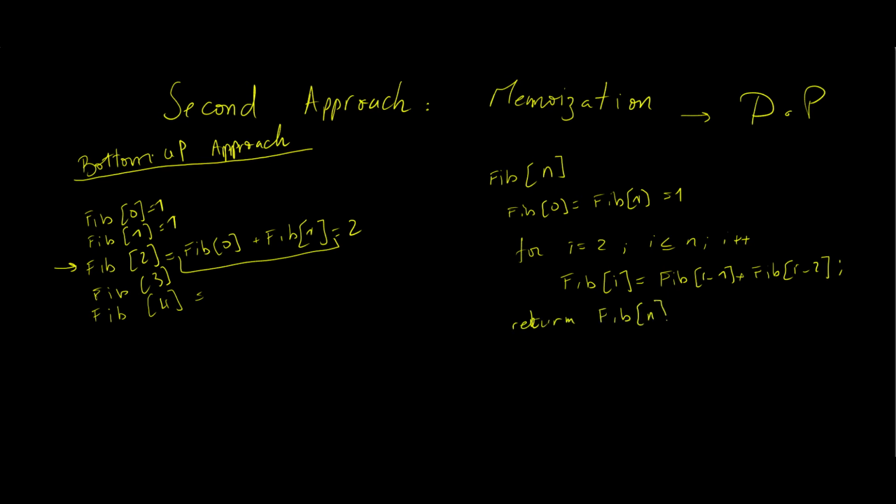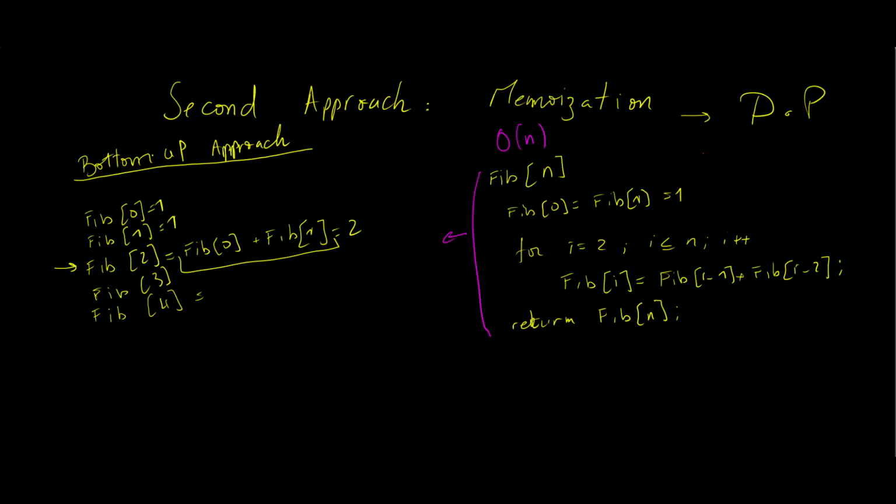fib of n. And as an aside, we can optimize this even further but only in terms of memory. So here the memory complexity of this is O of n, because we declare this vector or this array of size n. So we allocate this much memory.